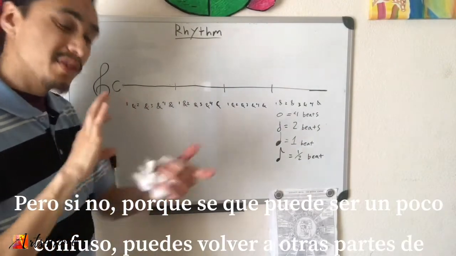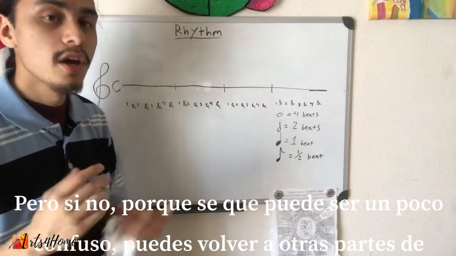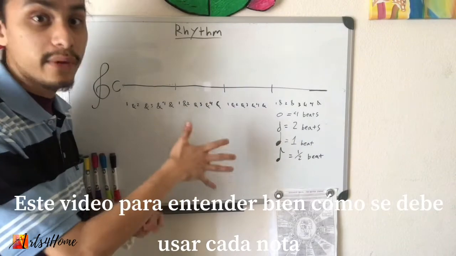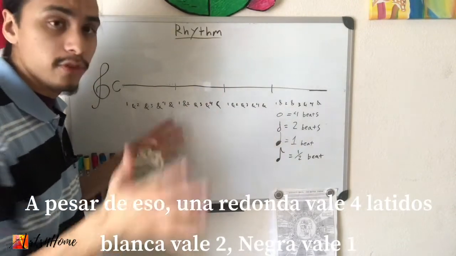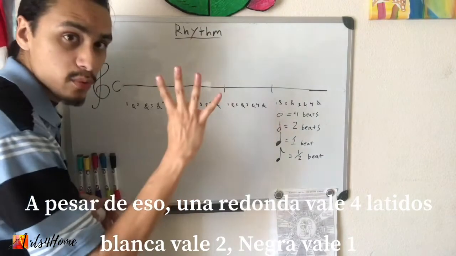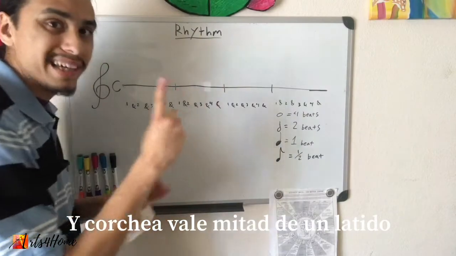But if you're still having some trouble, because I know it's a little bit confusing sometimes, go back and rewatch some parts of the video in order to get a better understanding of how each note works, okay? But for the most part, like I said, a whole note is worth 4 beats. Half note is worth 2 beats, quarter note is worth 1 beat, and an eighth note is half a beat.